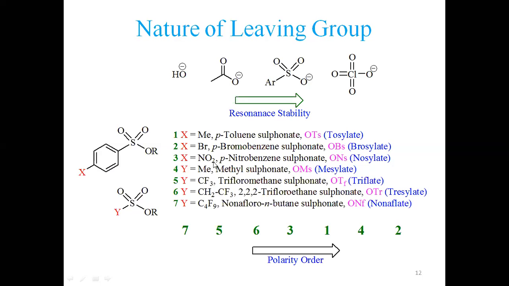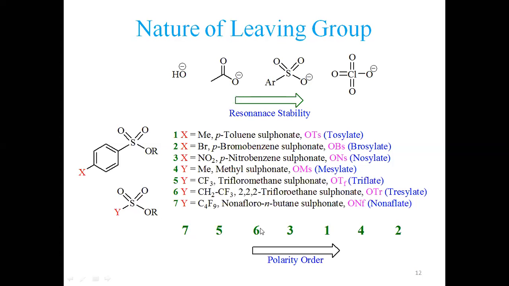Methyl is electron donating. After nitro, we have number 1, which is methyl. Methyl is away from there, but in this case methyl is directly attached, so 2 is the least because this is electron donating. Bromine has zero inductive effect, but to some extent it is increasing electron density, so it is at the end. So this is the order of polarity. If a group 7 sulfonate is present, it shall be most electron withdrawing.